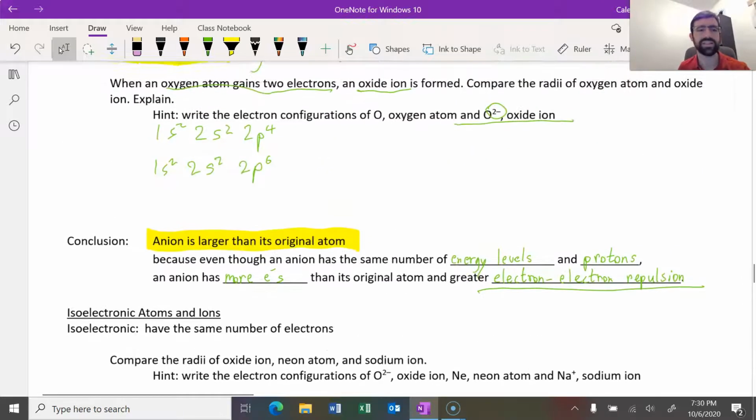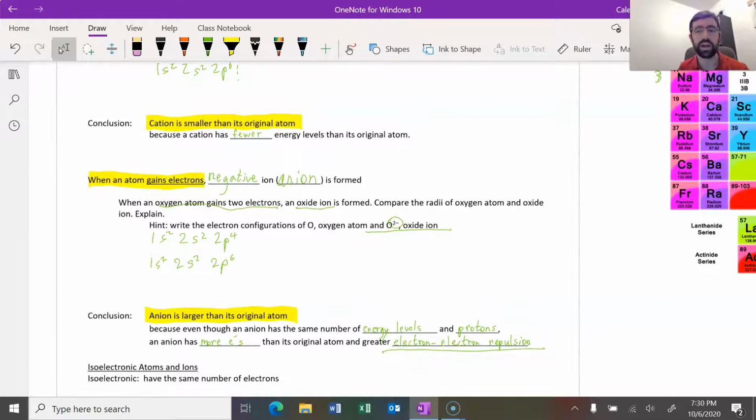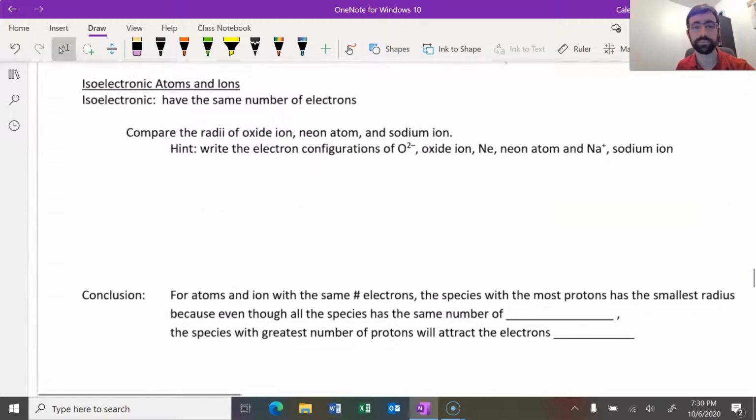So ionic radius is not as straightforward as some of the other trends. If it's a positive ion, the ionic radius is smaller than the atomic radius. If it's a negative ion, then the ionic radius is larger than the atomic radius. And these are the explanations of why. You do need to know how to do that, how to explain that.